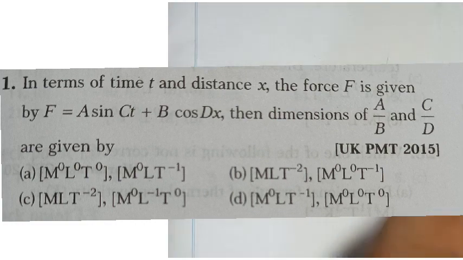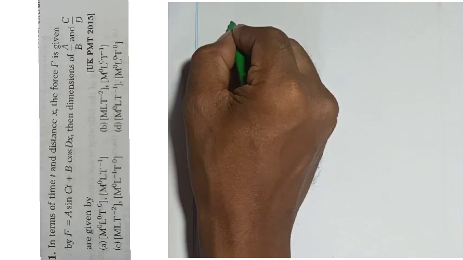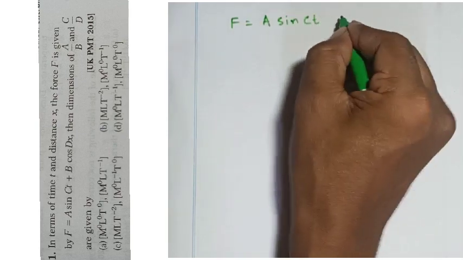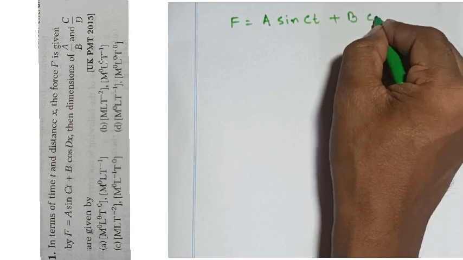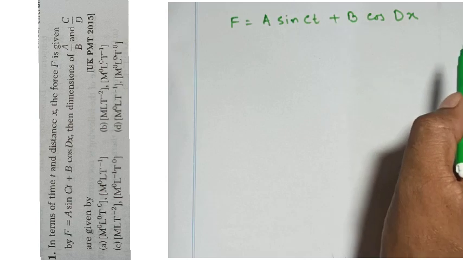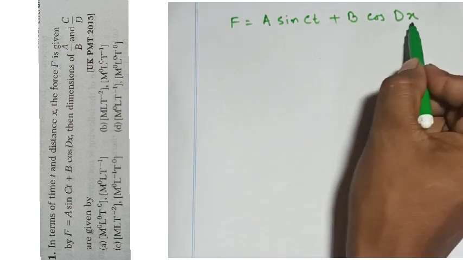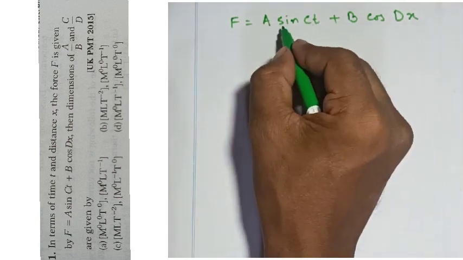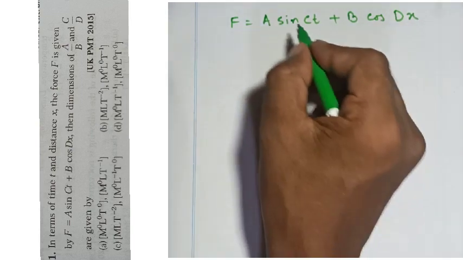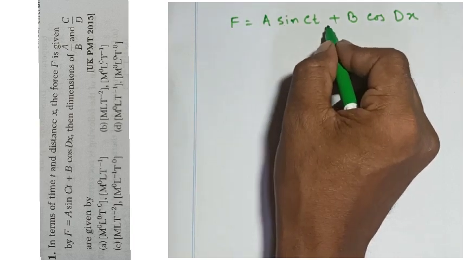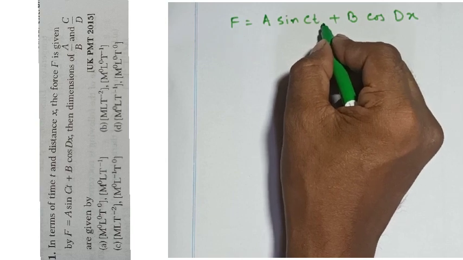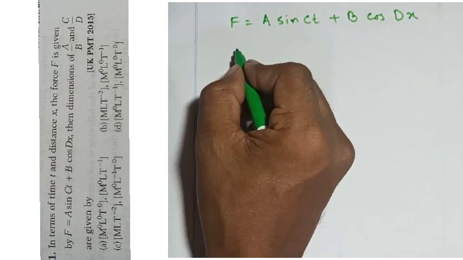So at first we write the equation here: F equals A sin ct plus B cos dx. As we know, if the dimensions are the same, then we can add these two terms. So here we say that A sin ct and B cos dx have the same dimension as F, and here we know that sin ct is like sin theta, so ct is unitless.